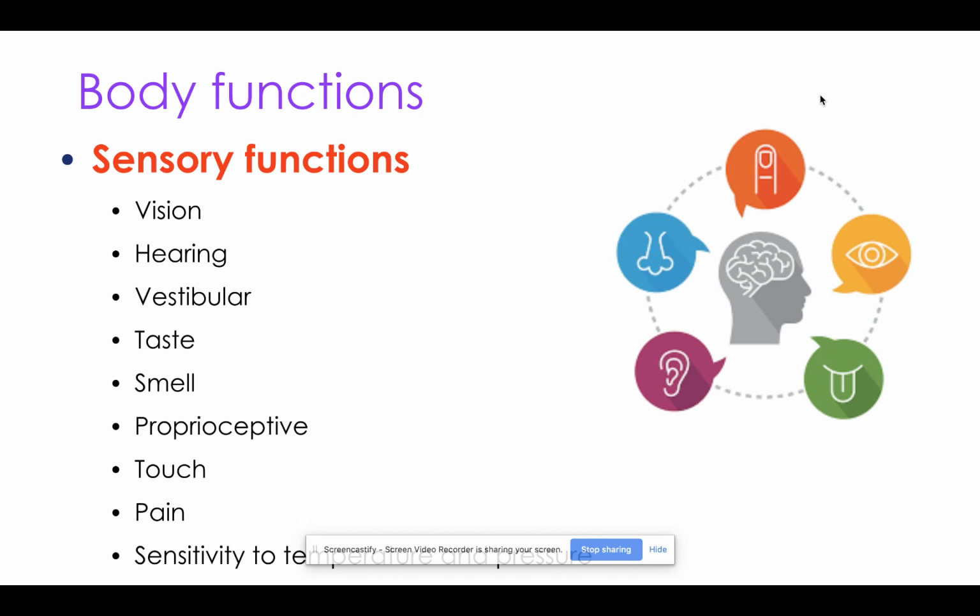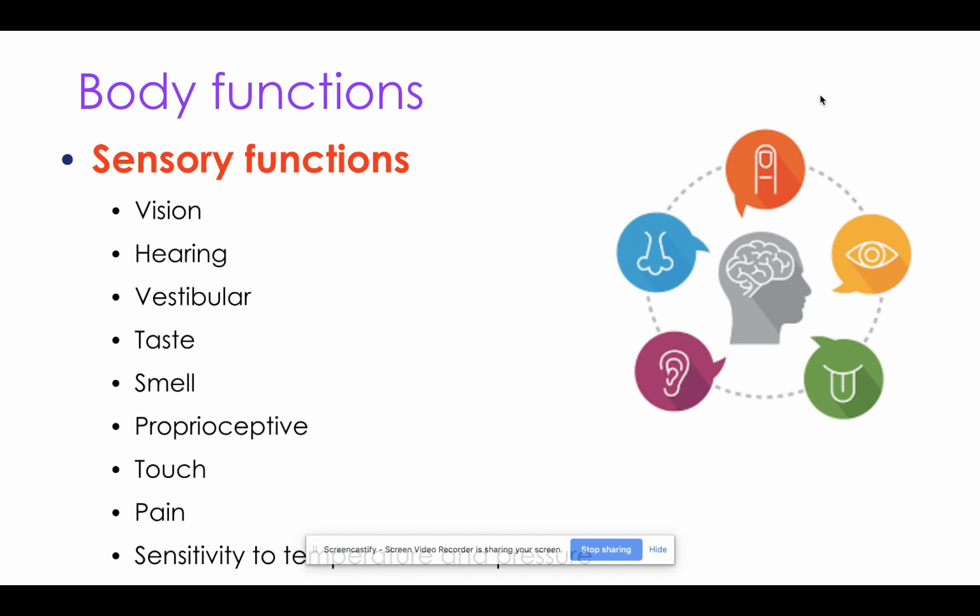When we talk about proprioceptive input, this is the information that is brought in and registered in our muscles and in our tendons. Touch, which is information that is brought in through our skin. What is our pain threshold and how do we process pain? And then are we sensitive to temperature and pressure? So these are all sensory functions.